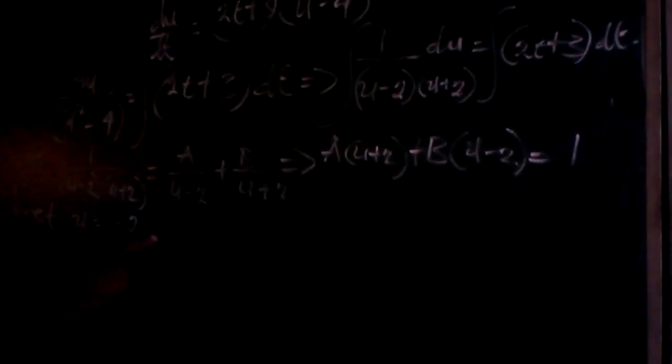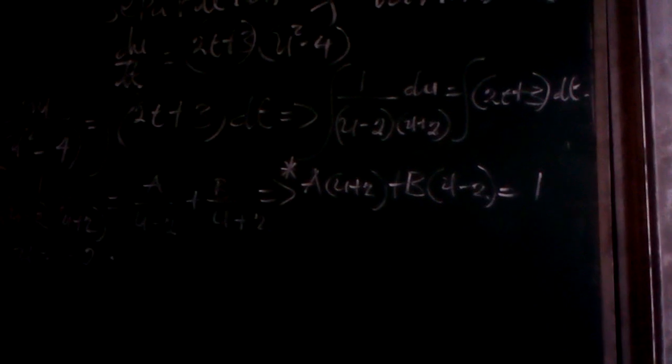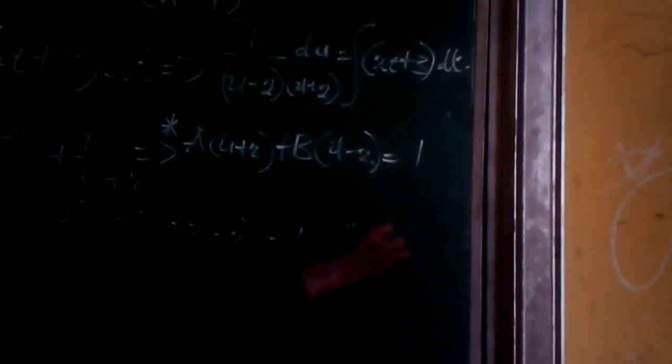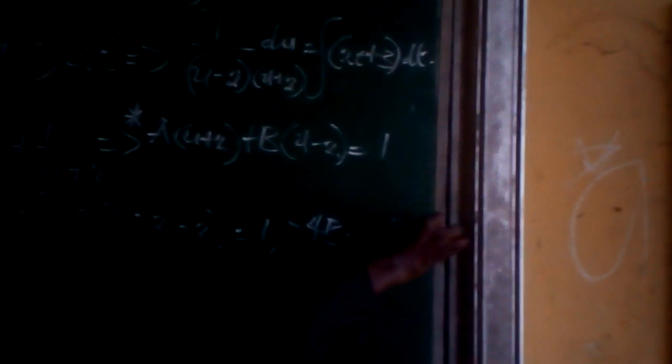If that has been resolved, what we go in for further is to say, let u equal minus 2. Once u is equal to minus 2, we substitute back into that expression, and that gives us A(−2 + 2) plus B(−2 − 2) equal to 1. What does this imply? It simply implies that −4B is equal to 1. That is to say, −2 − 2 is −4, and therefore B is equal to −1/4.